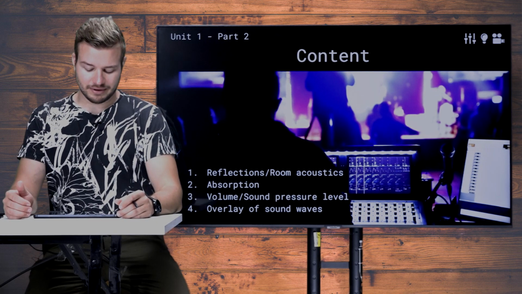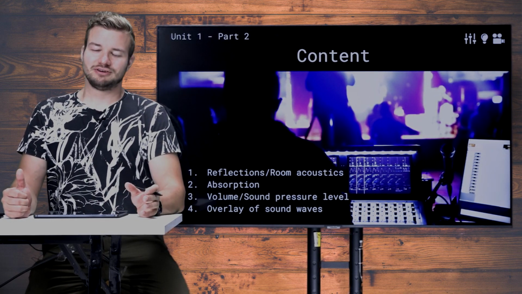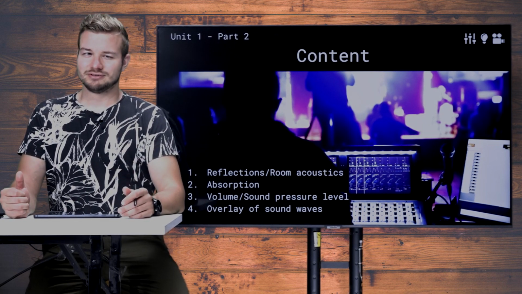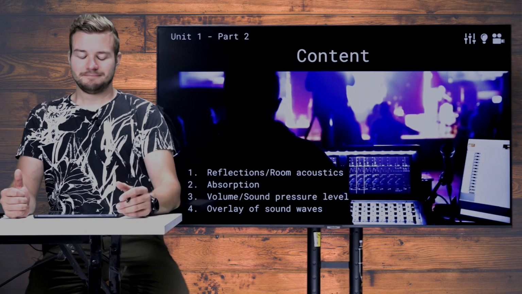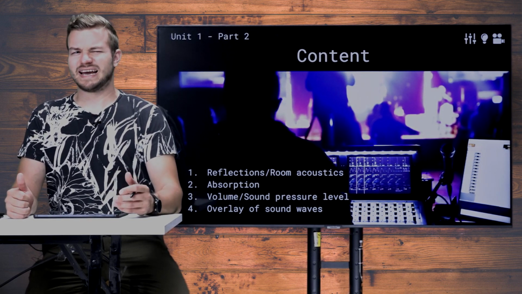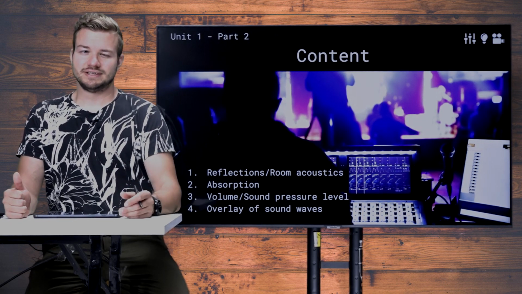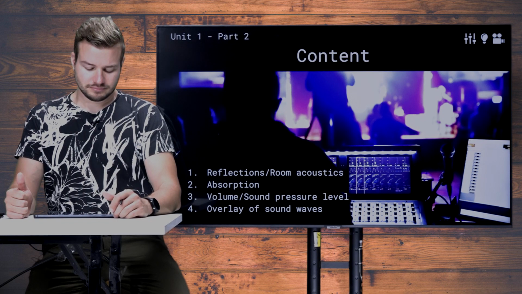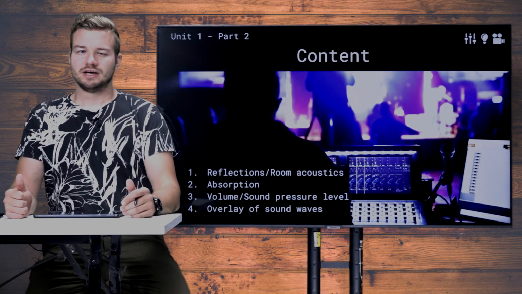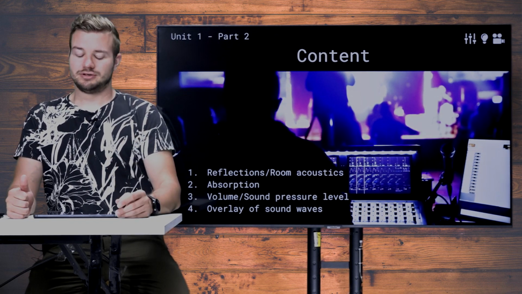Number three will be about volume. Most likely you have heard that we talk in decibel when we talk about sound volumes, but in this part number three, we will talk about what a decibel actually is. How did we get to this unit? We will basically go from the physics and calculate, or walk through, how we get to decibel.